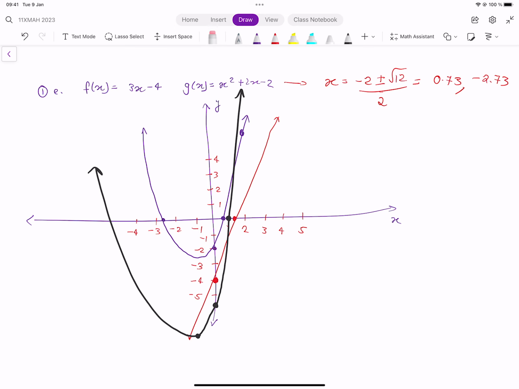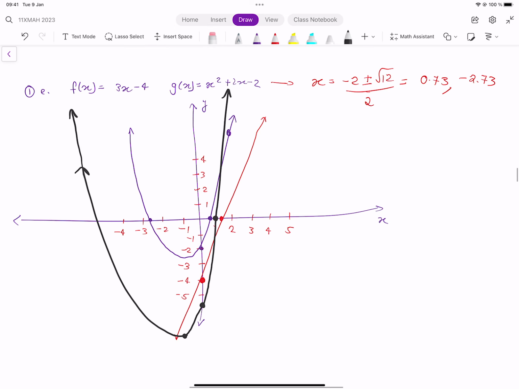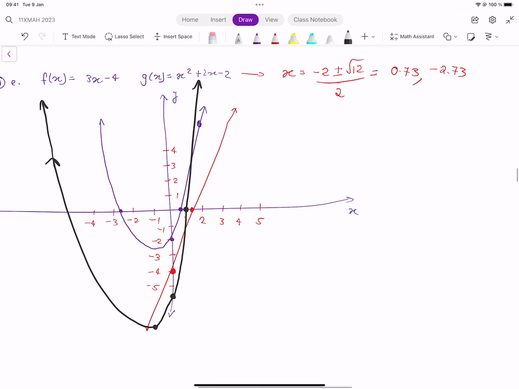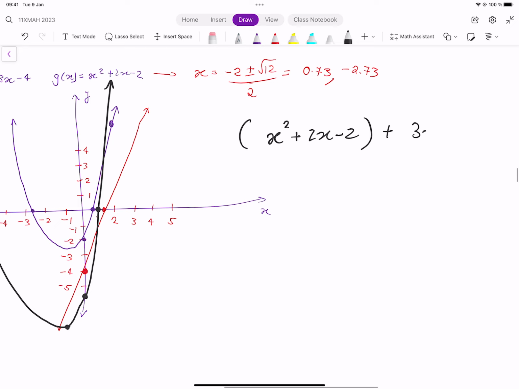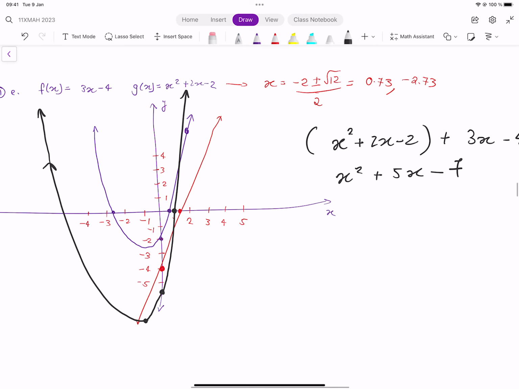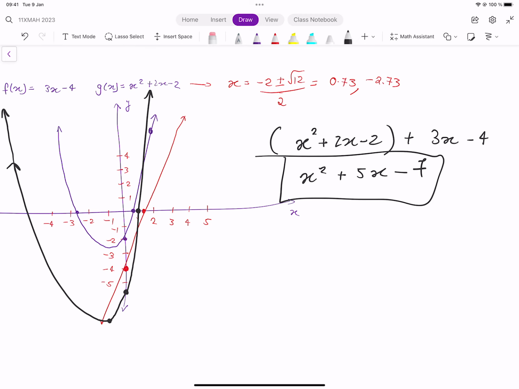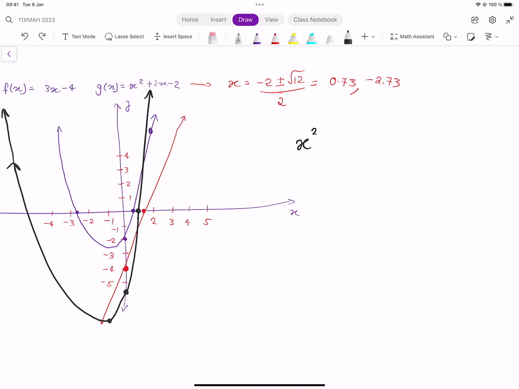Now what I like to do with these ones that are a tad easier to add algebraically, let's consider, that's going to be x squared plus 2x minus 2, that's f of x, plus g of x, which is 3x minus 4. I think it was the other way around, but it doesn't matter. And then x squared plus 5x minus 4, 5, 6, 7. Yeah, and that pretty much looks like what we had. Now, it is easier to do that algebraically, but I want you guys to practice doing it graphically, because the hard questions, you have to do it graphically.